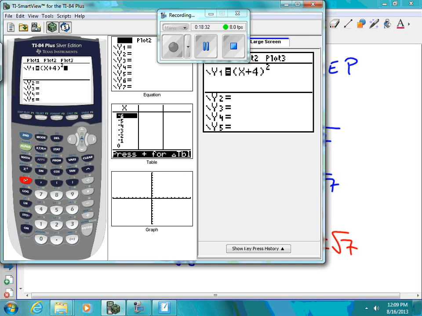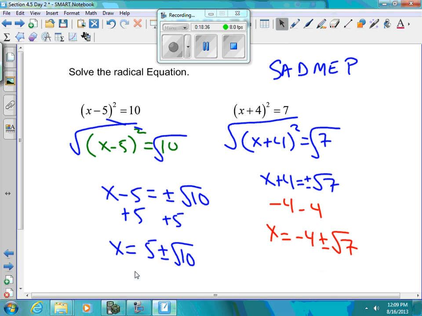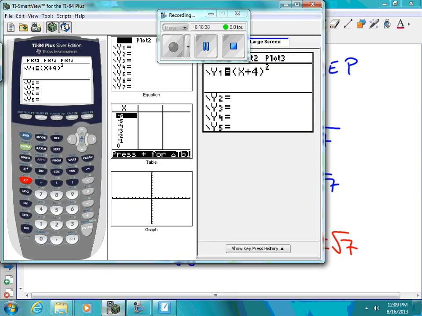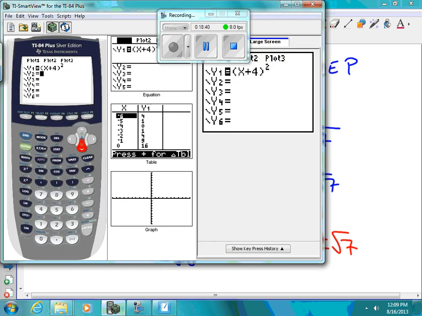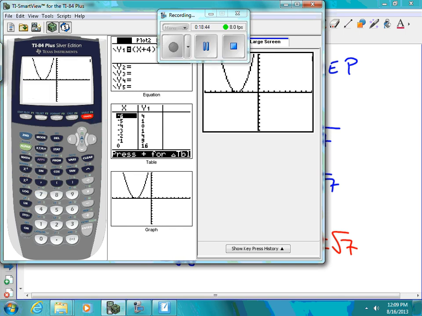So I take the left side, which is (x + 4)², and put that in y1. See how that was on the left? And then the right side was 7. And I graph it. So I get a quadratic, and I get a line. See where it crosses twice?